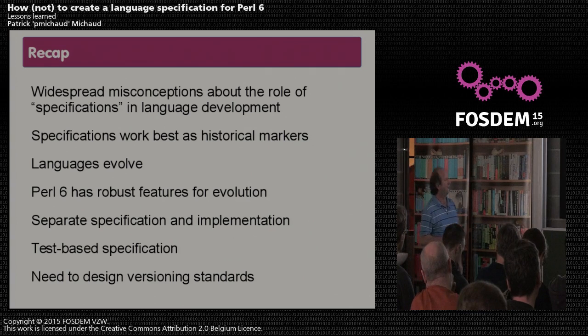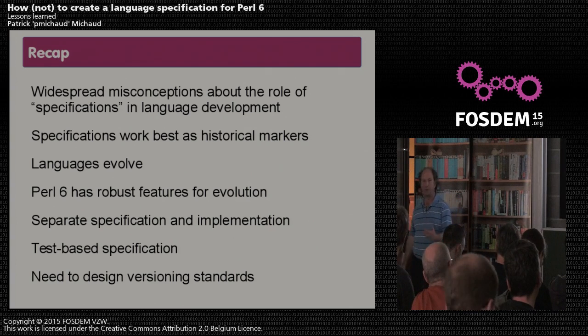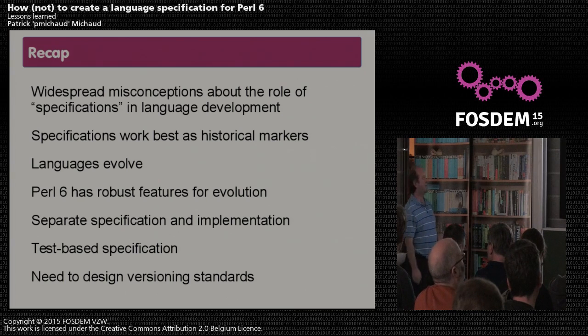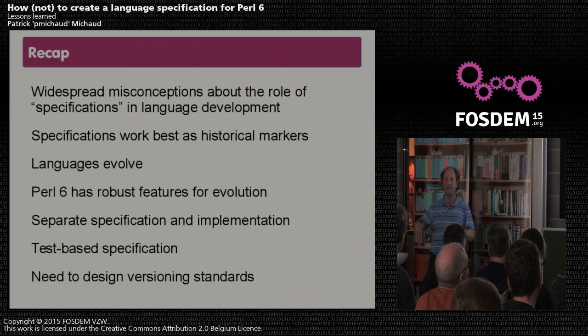Next, language design needs to recognize that languages evolve. That's very important. It's key, and I think it's something that sets Perl 6 apart from most other languages that have been developed, is how much effort has gone into handling the multi-decade evolution that we hope Perl 6 will begin. So Perl 6 has robust features for that.